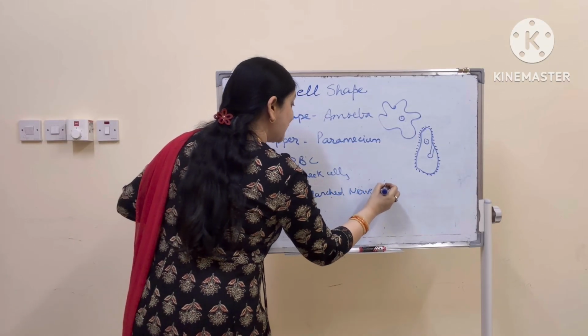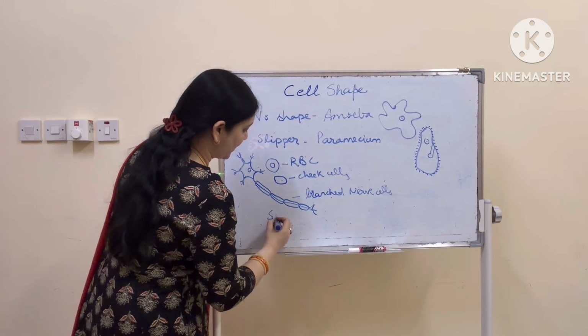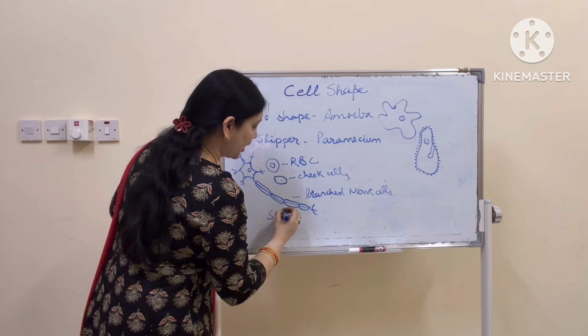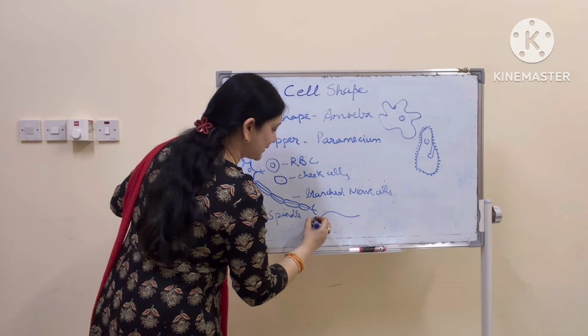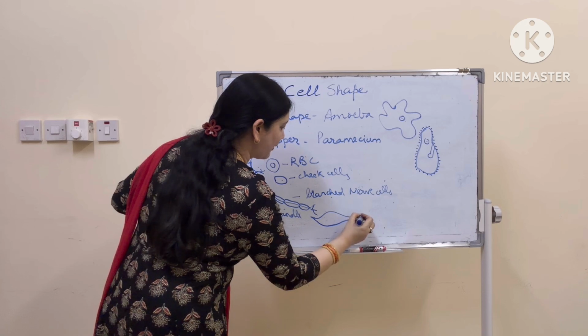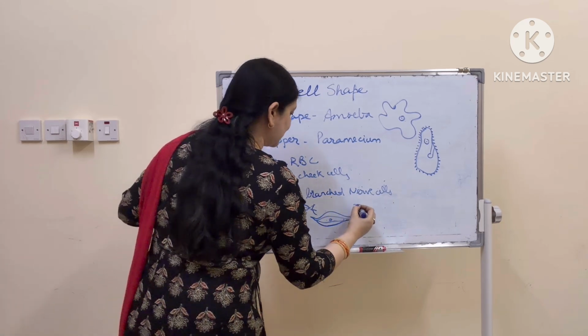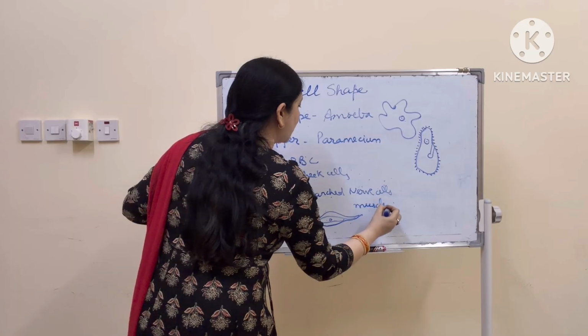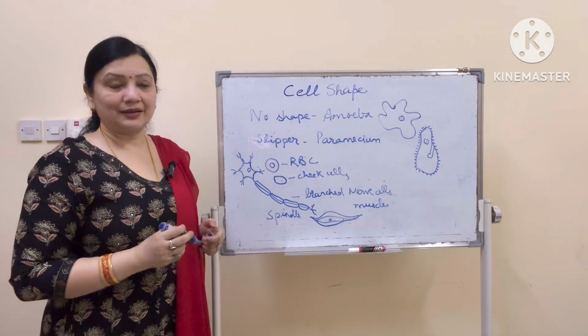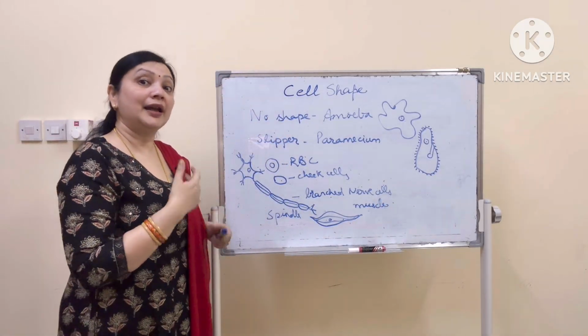Now the cells can be spindle shaped also. Spindle in the shape of an eye, like the muscle cells. Muscle cells have the power to contract and relax. So cells can be of various shapes based on their function.